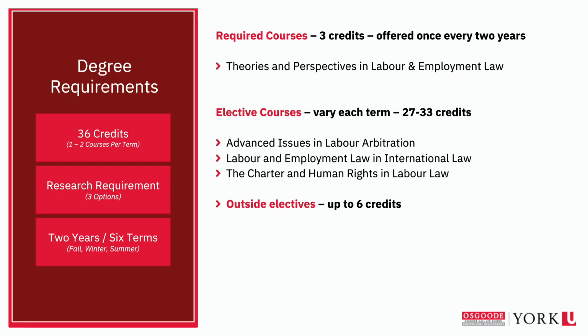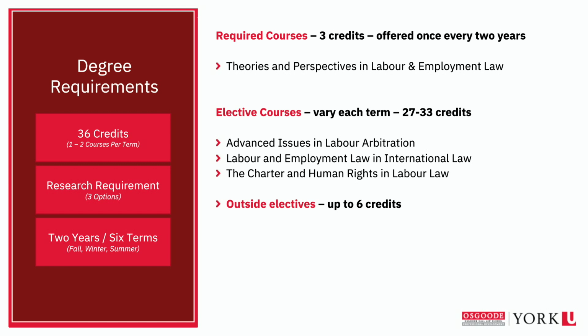In terms of the degree requirements for the program, there's a required course that's offered in the first term, once every 2 years, which is called Theories and Perspectives in Labor and Employment Law. You then move on to elective courses, which include advanced issues in labor arbitration, labor and employment law in international law, and the charter and human rights in labor law. Other elective courses will vary throughout the course of your program.